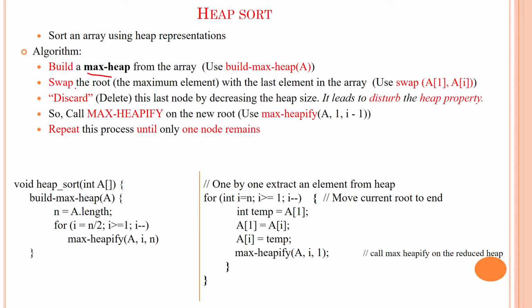Then we have to swap the root with the last element in the tree. That means the root value is index 1, then the last element will be index number n. So we have to swap these both nodes. Then we can delete the last node that was swapped in the previous step. Once you have swapped and deleted the node, it will disturb the heap property. Then again we have to check the heap property by calling the max heapify process.